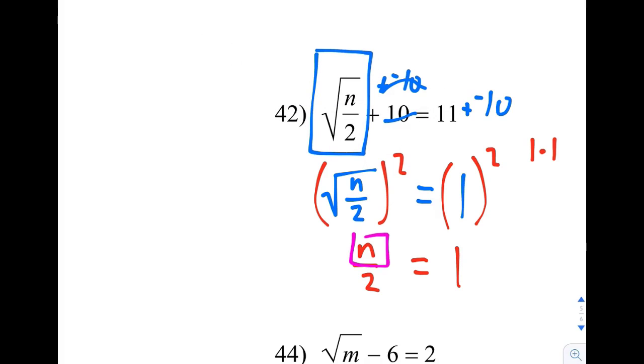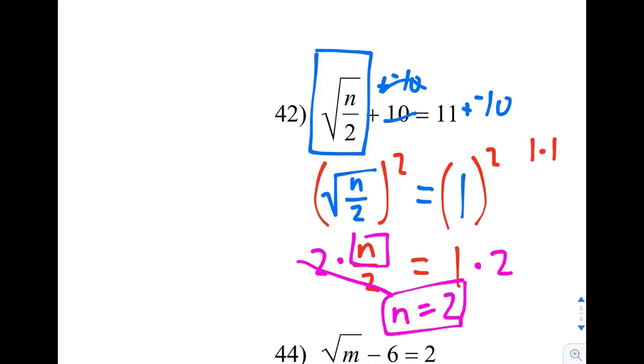And n is being divided by 2. To undo that, I need to multiply by 2. Do it to one side, do it to the other. And when I do that, I'm left with just n. On the other side I have 1 times 2, and that's just going to be 2. So n equals 2. Again, we check the very original starting problem to make sure that it will work.